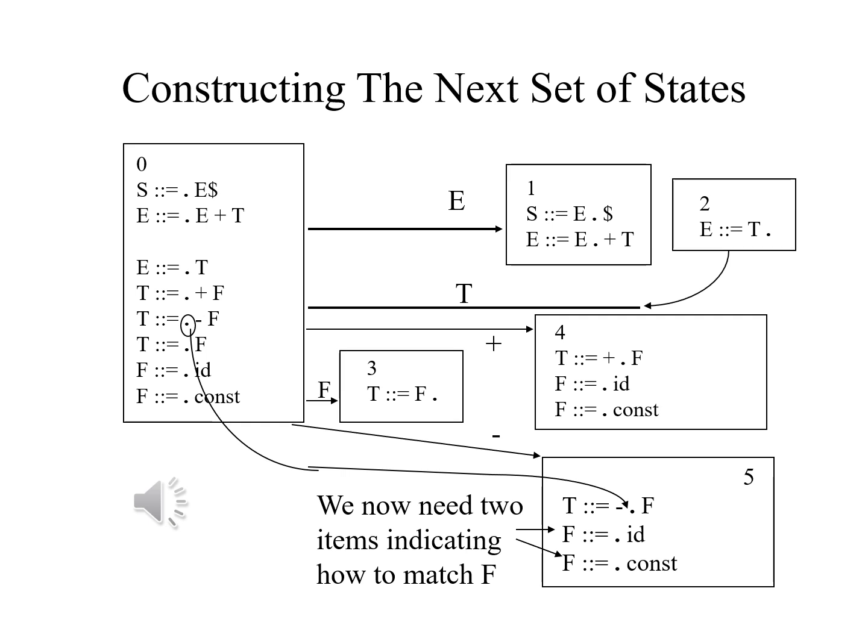State 5 looks an awful lot like state 4. The only difference is that on top you see T derives minus dot F. This shows the transition on the minus sign. Again, we need initial items for F, the same ones that we saw before.